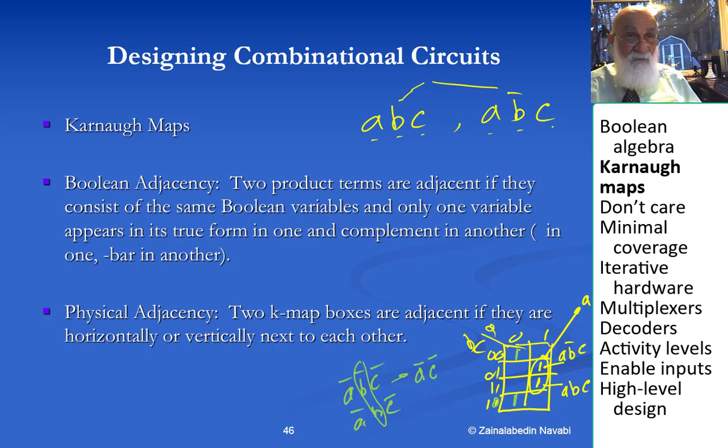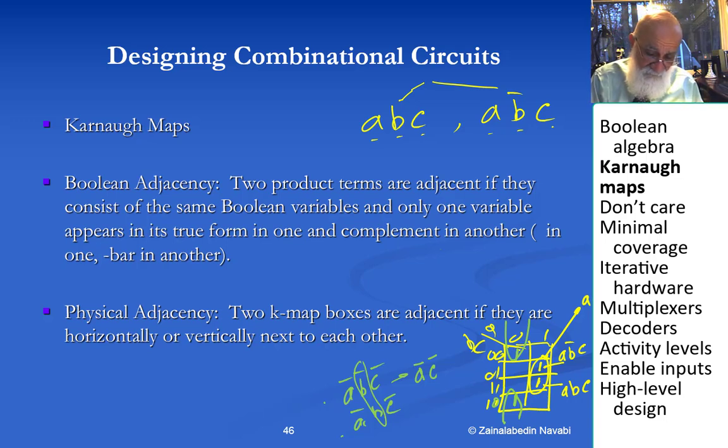That means these are Boolean adjacent. Well, if you want to look at the physical adjacency, they are not directly horizontally or vertically next to each other. But if you look at this as a circular plane, then you will see that yes, indeed, the upper box and the lower box are adjacent, and therefore you have A bar, C bar. Okay? The whole thing about Karnaugh Maps is that Boolean adjacency and physical adjacency correspond to each other.